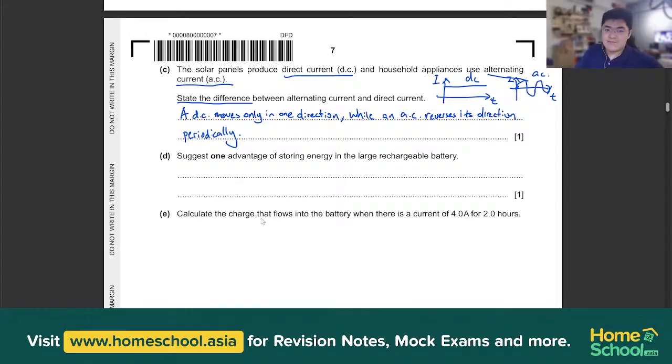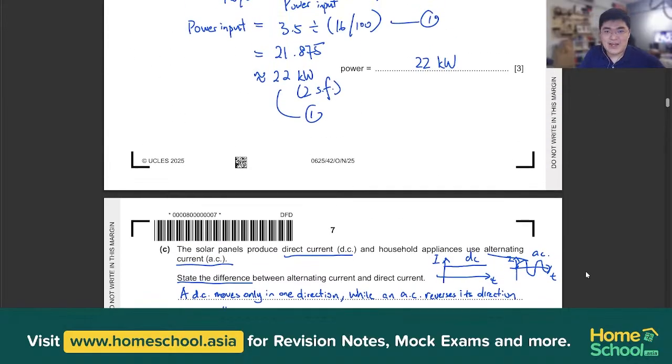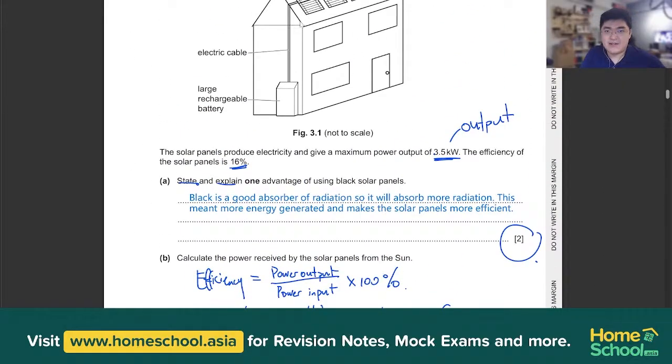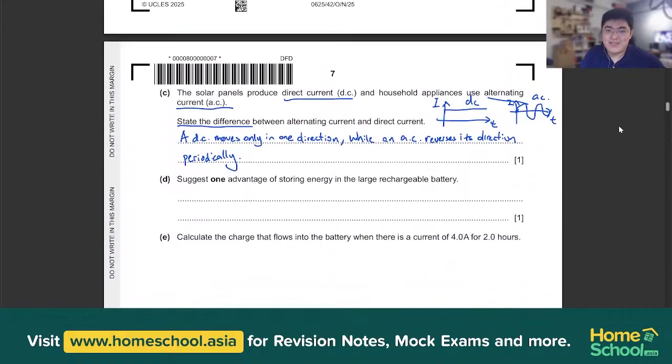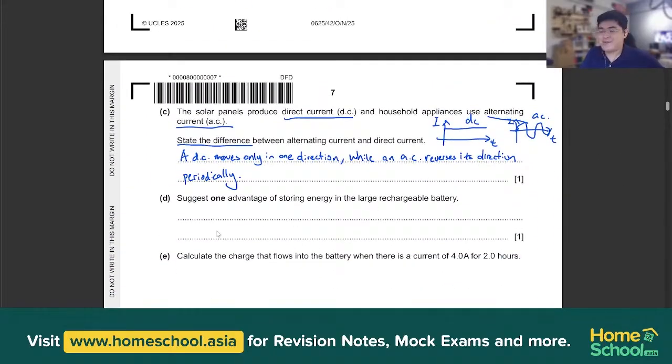Okay, so part D. Suggest one advantage of storing energy in a large rechargeable battery. All right. So let's move to this, right? There are many advantages of storing this. Basically, number one, if you have any spare energy that's generated by the solar panels, you can store it in the battery and use it at night. So when there is no energy source, for example, no sun, you can use electricity that's stored by the battery. Okay, yeah. So this is actually the only advantage for now.